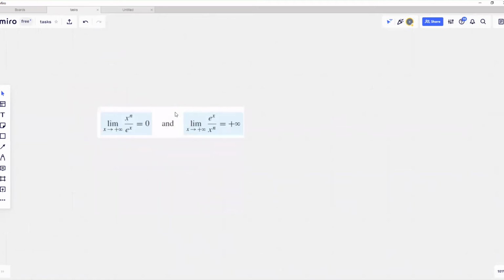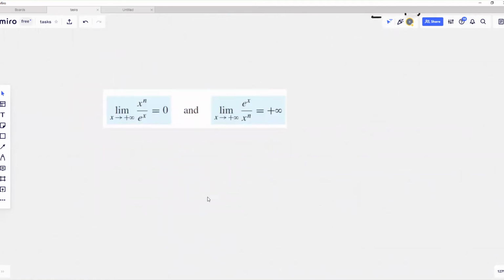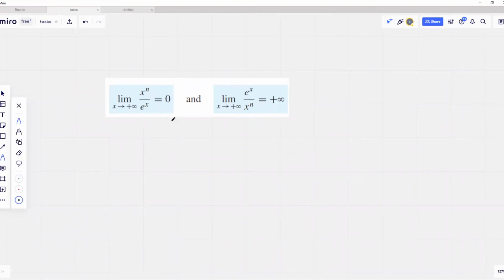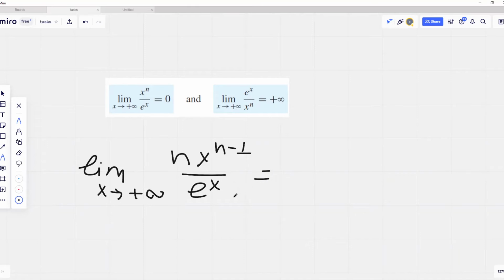Now we can also use L'Hopital's rule to study growth of an exponential function. Let's take a look at the limit of the ratio of the following functions: x to the power of n over e to the power of x. Now taking the derivative here one time, we can switch this limit with the following one: n x to the power of n minus 1 over e to the power of x. Now we are not done yet. Here we can apply L'Hopital's rule one more time.